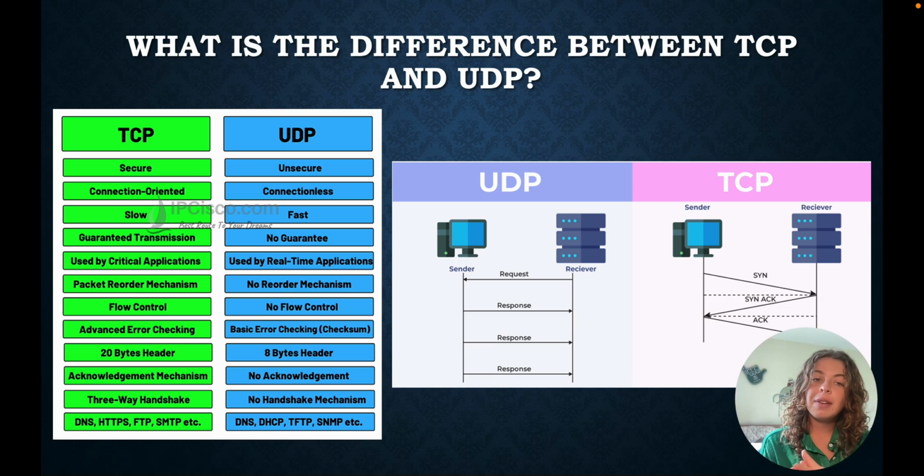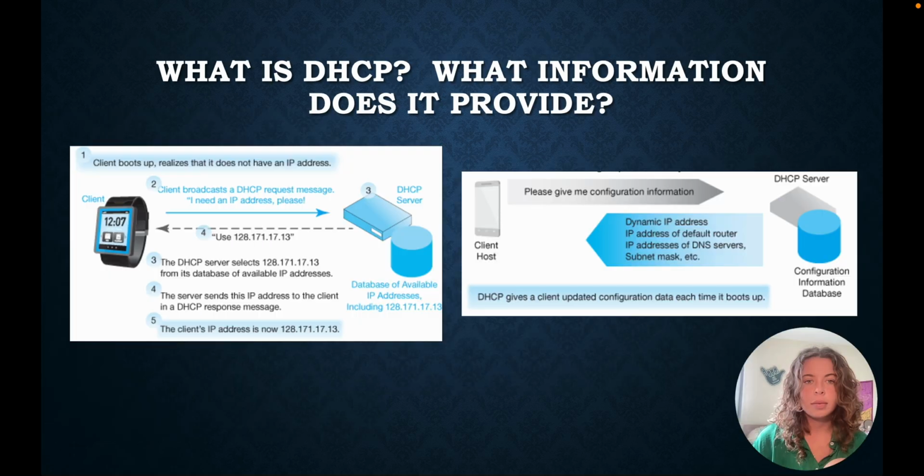And on the other hand, we have UDP, which is User Datagram Protocol, which is faster, connectionless, and will not guarantee reliable delivery or order. It's used in applications like video streaming, gaming, and VoIP, voice over IP, where speed is more important than accuracy.